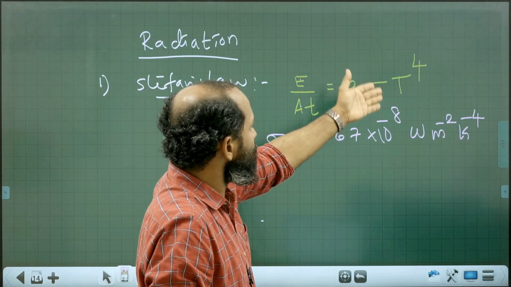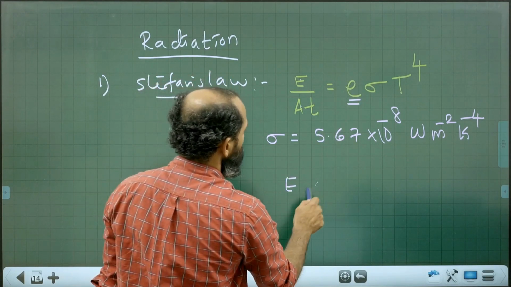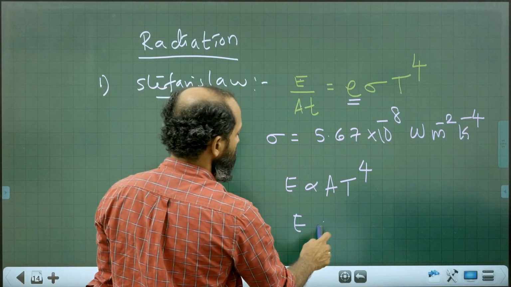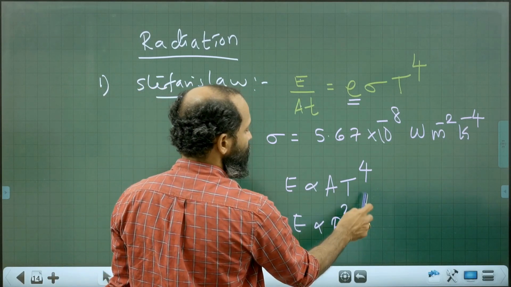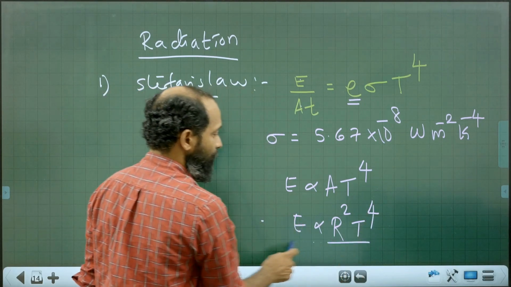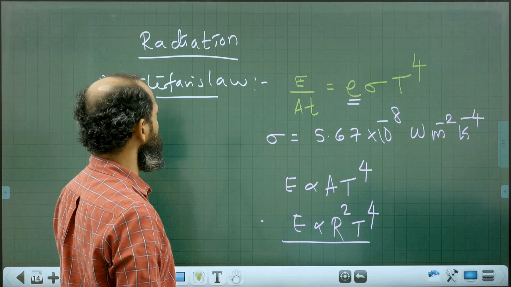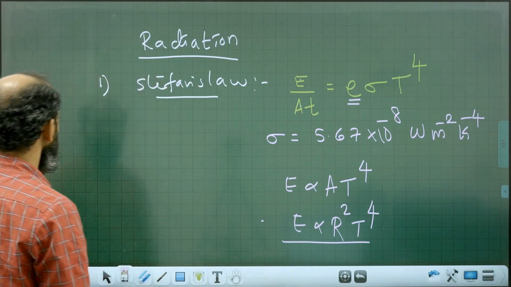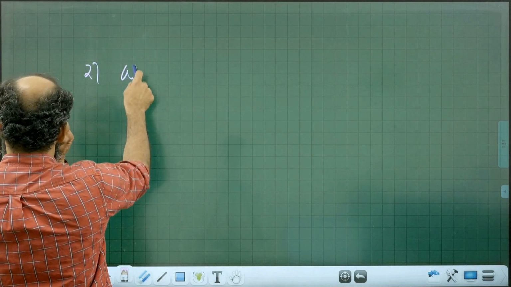Energy proportional to T raised to 4. Energy proportional to A T raised to 4. If area is different, that also may be used. Energy proportional to the surface area of a sphere, R square. So R square T raised to 4. These all are asked frequently in examinations. That's Stefan's law. Next one is Wien's law, Wien's displacement law.